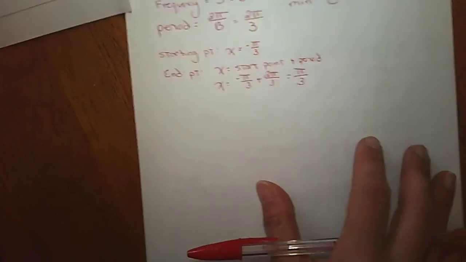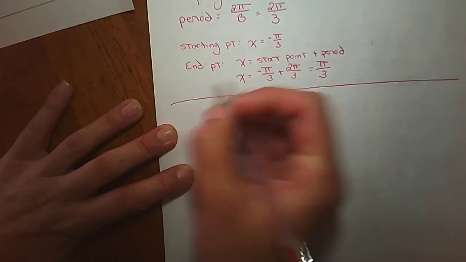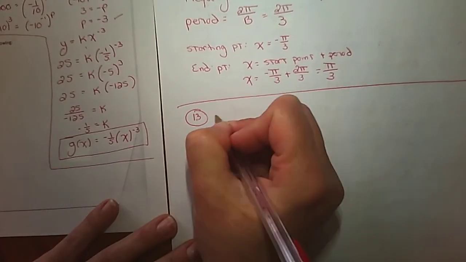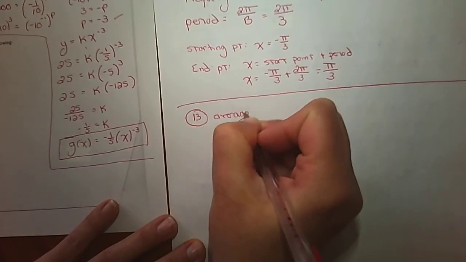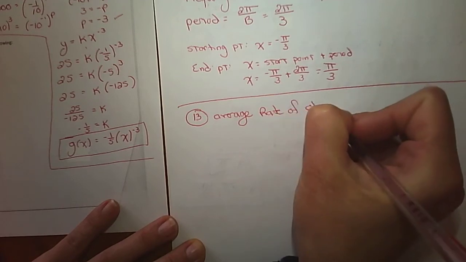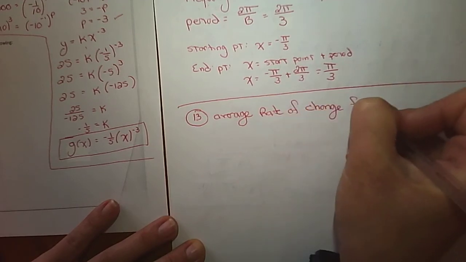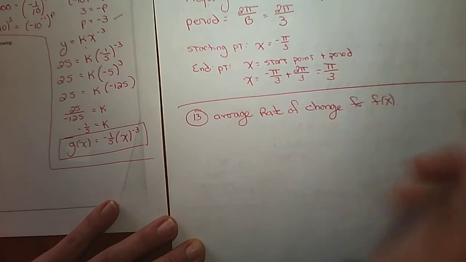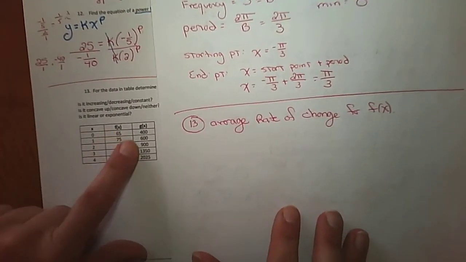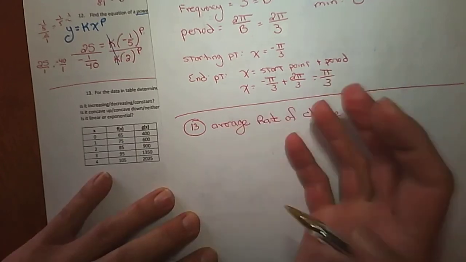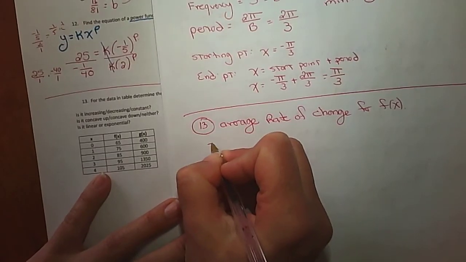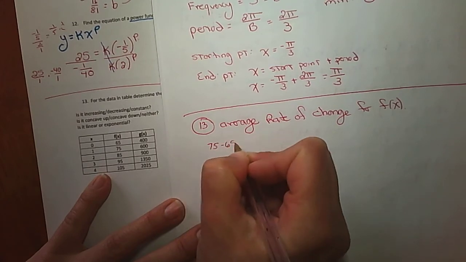Okay, so this is for number 13. I'm going to do the average rate of change for f of x. All right, let's start with that. I usually like to do three of them. So I'm going to do change in y, so 75 minus 65.